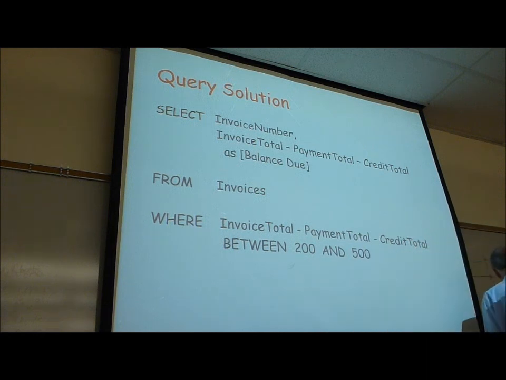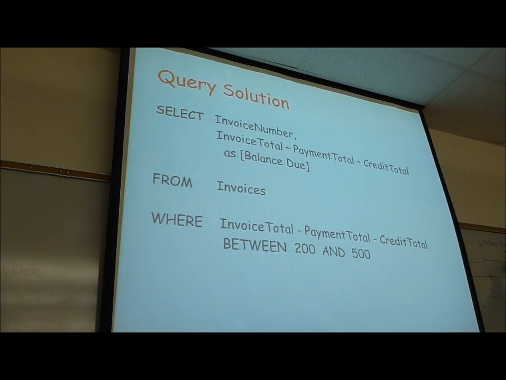This is sugar syntax. I'll use the balance due as X. For between, I could have said X is equal to or greater than 200, and X is less than or equal to 500. And if you want to really go the math route.